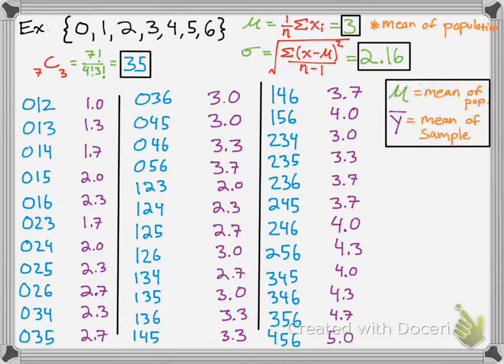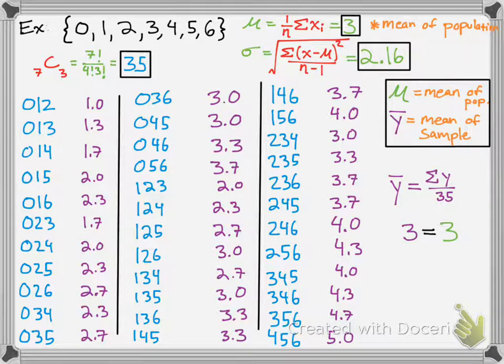Now what we want to do is get the mean of the sample means, which is going to be represented by y bar. If I take the average of the sample means, I add all those up, and they're how many total? 35. You divide by 35, and you get the mean to be 3.